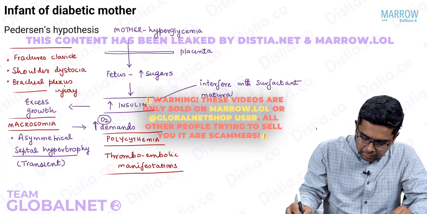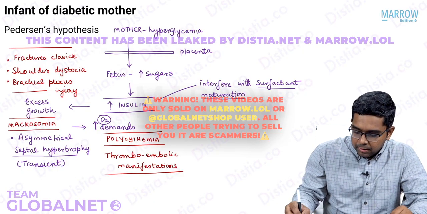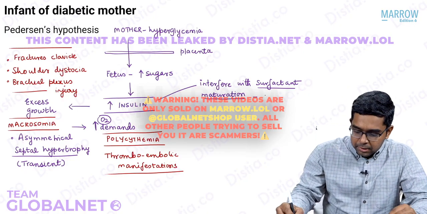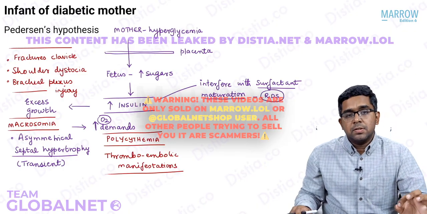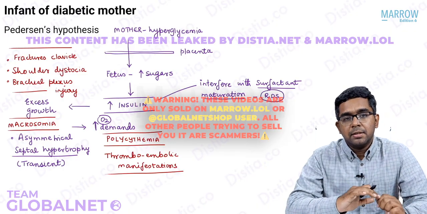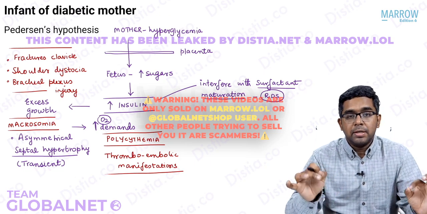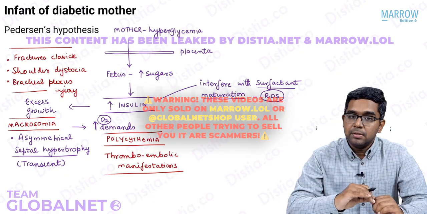Because of interference with surfactant maturation, sometimes the surfactant can remain immature till the time of birth, and this can predispose to the condition called RDS, which is respiratory distress syndrome. Remember, we have studied RDS is a condition of preterm babies, but in a term baby also it can occur if the mother is diabetic. I have just explained you the reason.